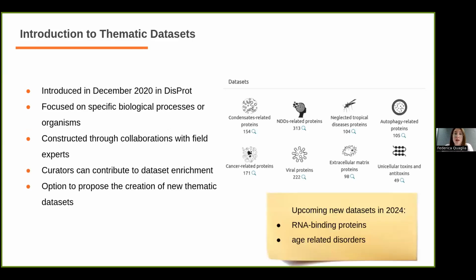So let's see now what the DisProt thematic datasets are. These are collections focused on specific biological processes or organisms. They were introduced in December 2020 in DisProt, and they are created through collaborations with field experts. For example, here we have a cancer-related proteins dataset that was created in collaboration with Zsuzsanna Dosztányi from Hungary.